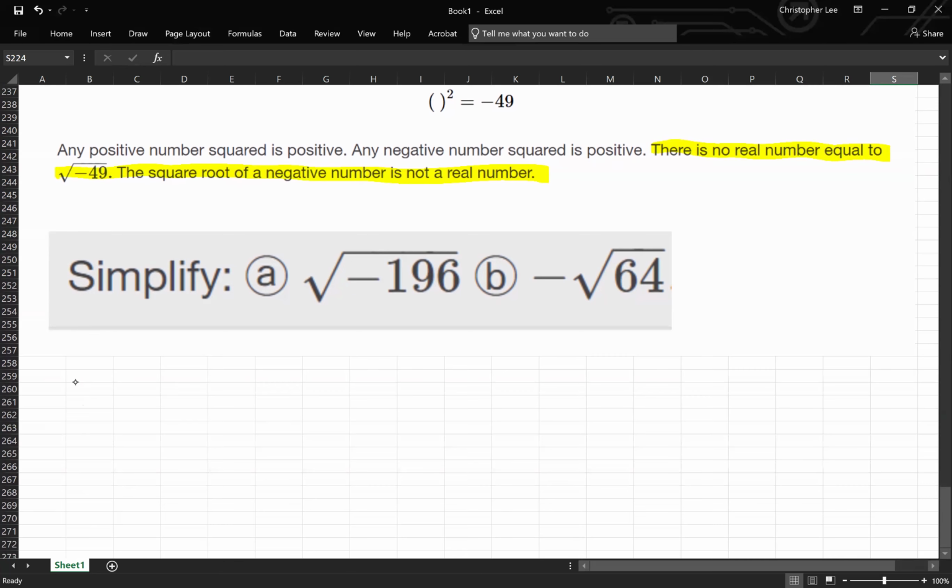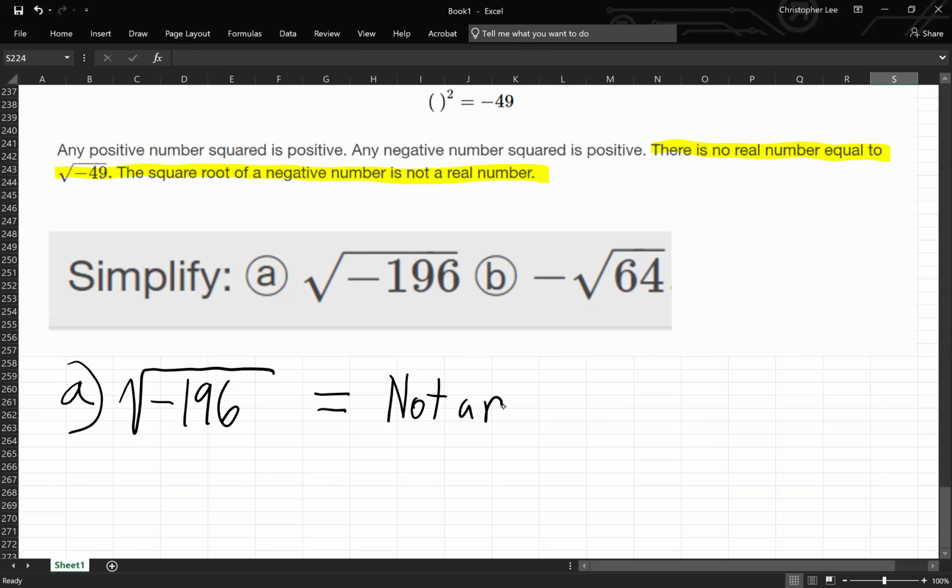So let's start off with A. Give you an example. The question is, what is the square root of negative 196? What's the answer? So this is not a real number. Literally in your homework, you're going to type in not a real number, and that's it. What about B, though? A little bit more complicated. What's negative square root of 64?